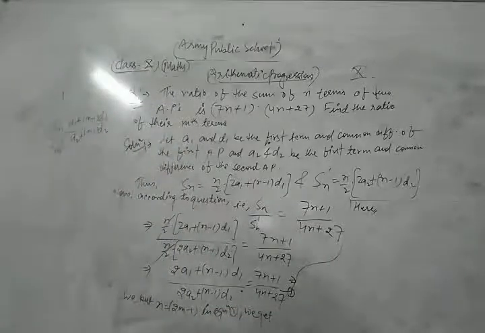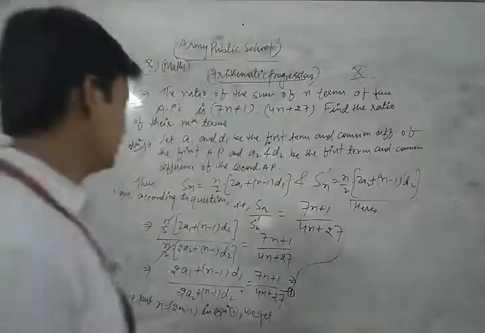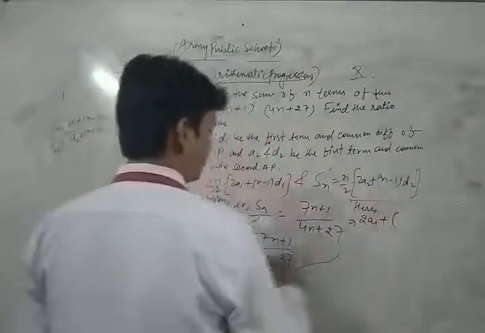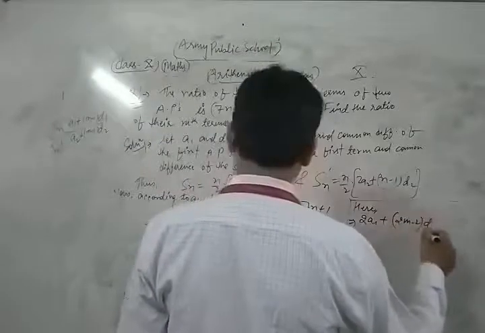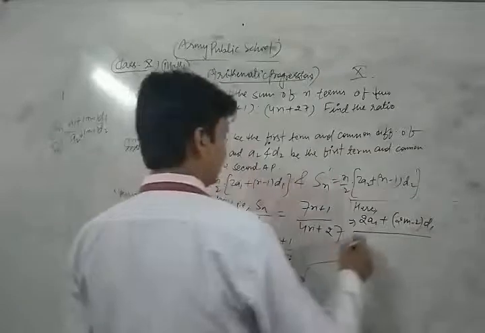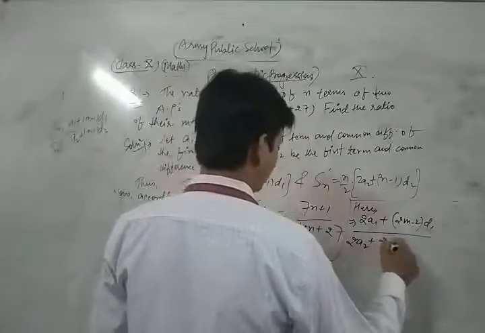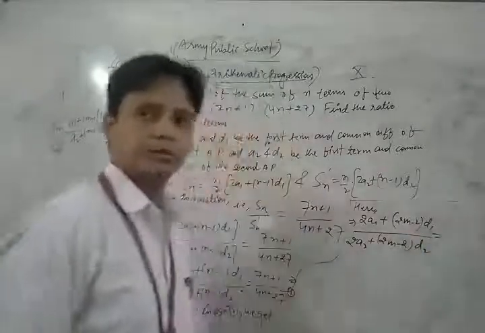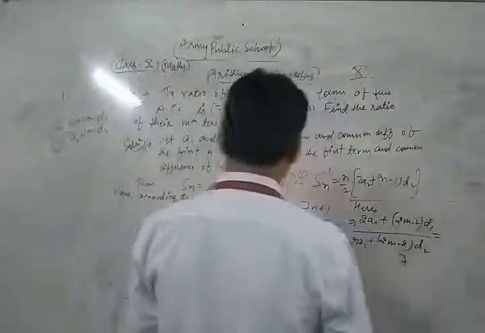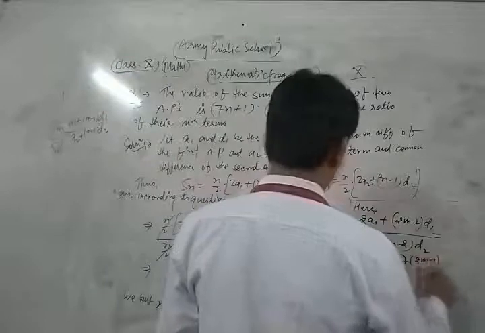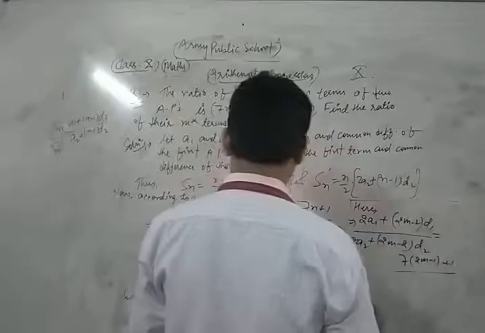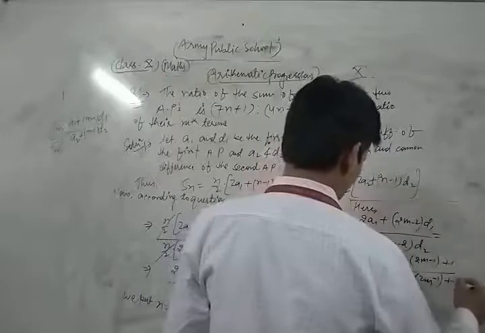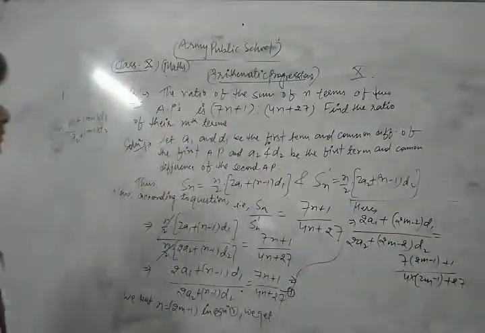If we put n is equal to 2m minus 1, we get (2a1 plus (2m minus 1 minus 1)) into d1 upon (2a2 plus (2m minus 2)) into d2 is equal to 7 times (2m minus 1) plus 1 upon 4 times (2m minus 1) plus 27.